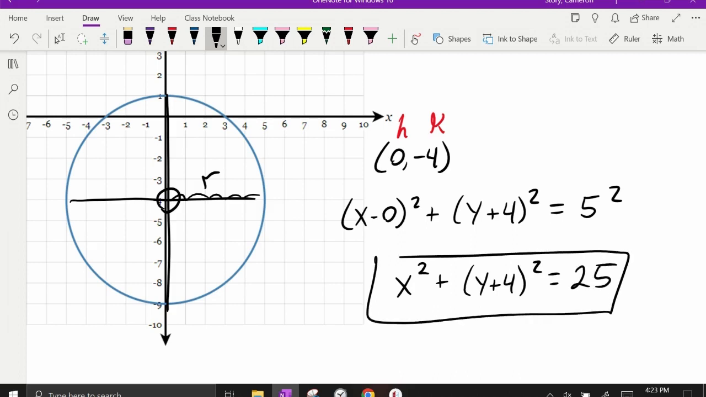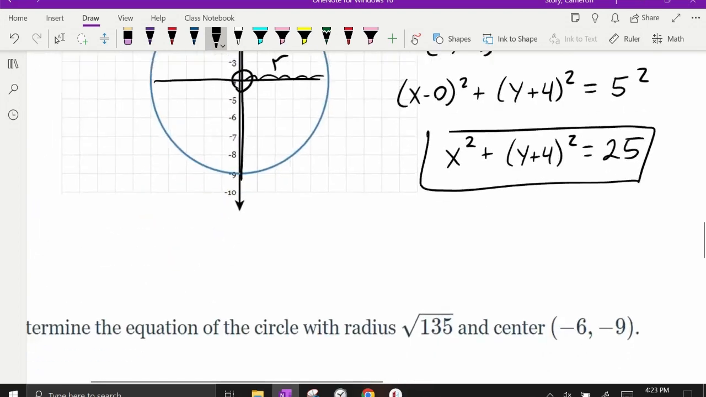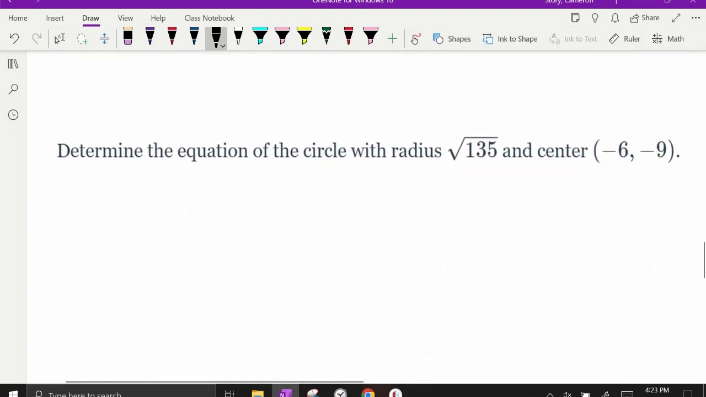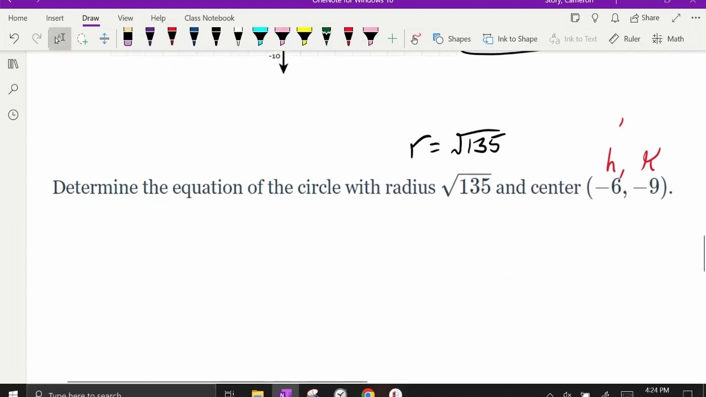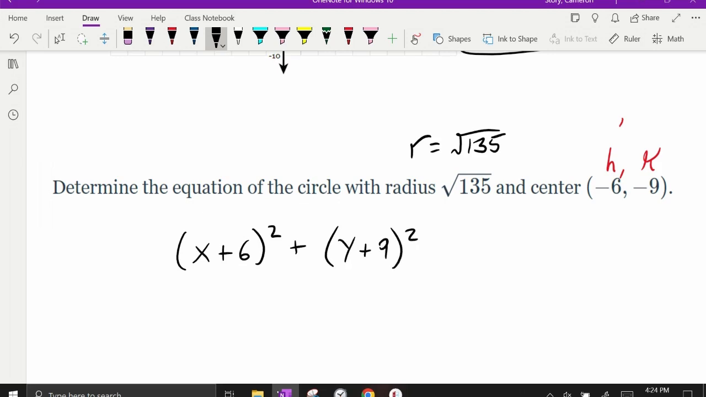Okay. We'll do the next type of problem on Delta Math, which is determine the equation where the radius is equal to the square root of 135, and the center, h comma k, is at negative 6 comma negative 9. So my equation would be x minus h, which in this case would be plus 6, because we flipped the sign, squared, plus y plus 9, because we flipped the sign, squared, is equal to r squared.